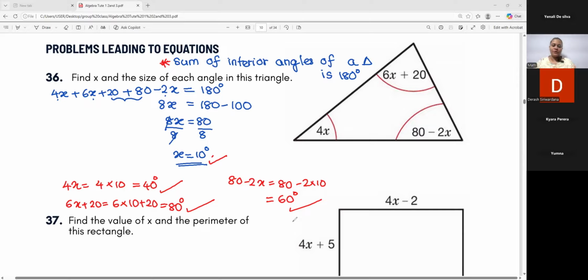If it's not, you need to do some more work there. So after everything is completed, you can write the final answer given in the blanks. In the blanks, you can write 40. If there are 3 blanks, you will remember. Sometimes they won't give 3 blanks; they will give only 1 blank. Then you need to write 40 degrees, 80 degrees, 60 degrees, like this. This is the final answer.